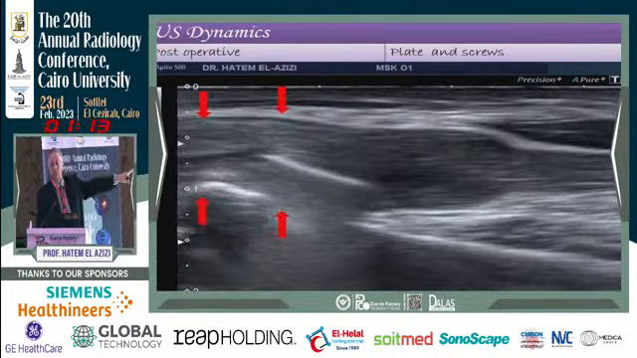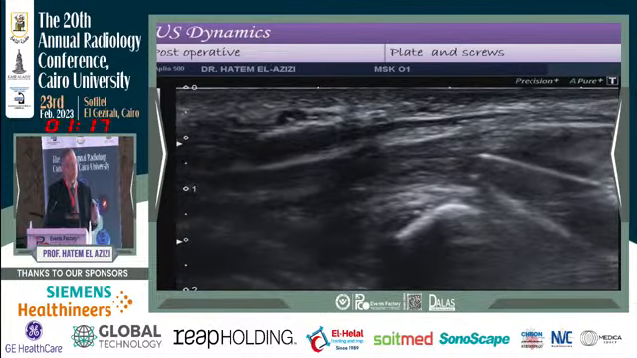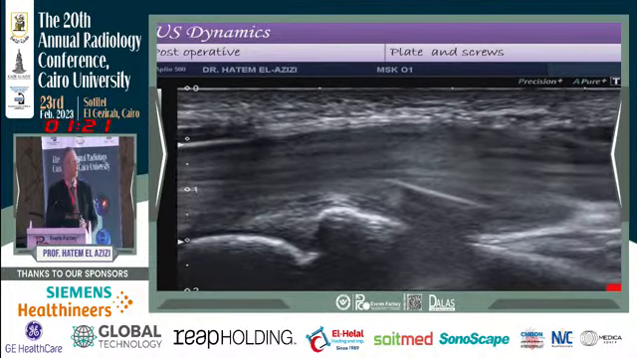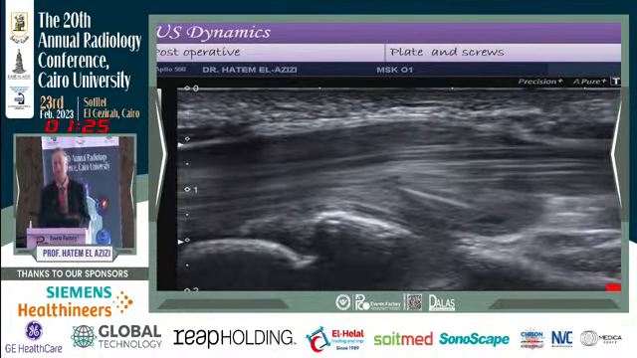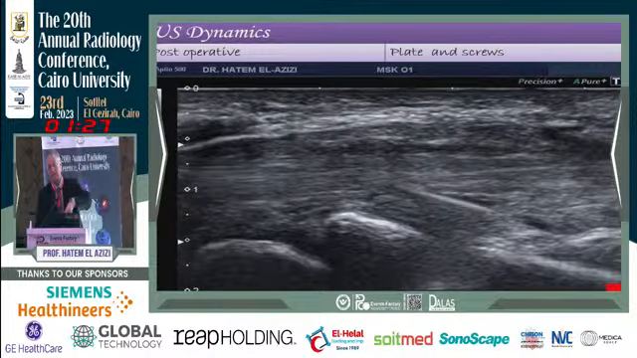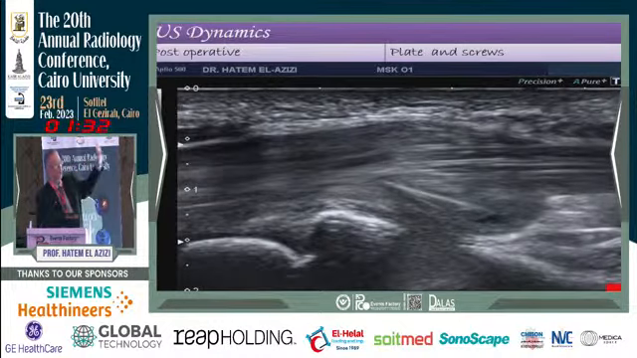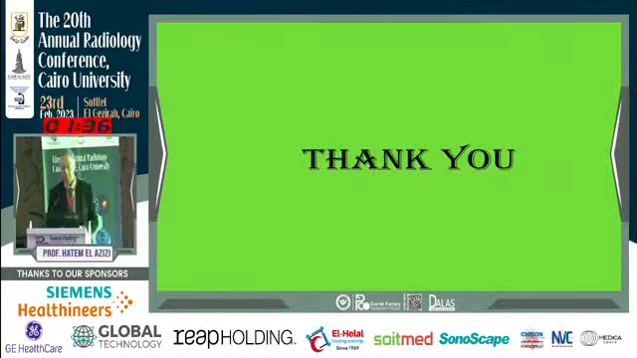So is the plate causing something or not? Again, the clue is in the dynamic ultrasound. During dynamic, we are going to see this. This is friction with the tendon. The patient will have this tendon torn, and if operated on, it will tear again. The solution is to remove this plate and screw. Okay? Thank you very much.